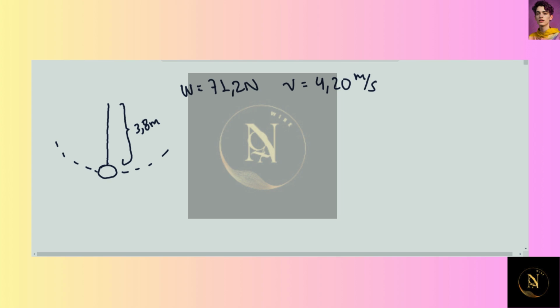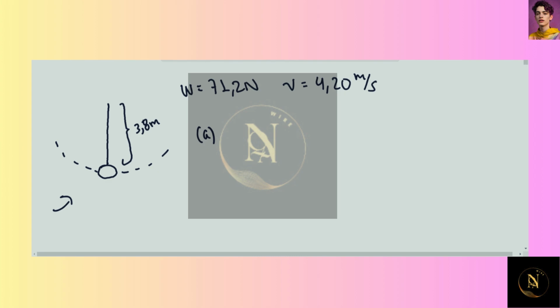Hi there. So for this problem, we have a ball attached to the ceiling with a rope that has a length of 3.80 meters. We know that when the ball swings through the vertical, in this position as in the picture, the speed of the ball is 4.20 meters per second. So the first thing that we need to determine is the acceleration of the ball in magnitude and direction.